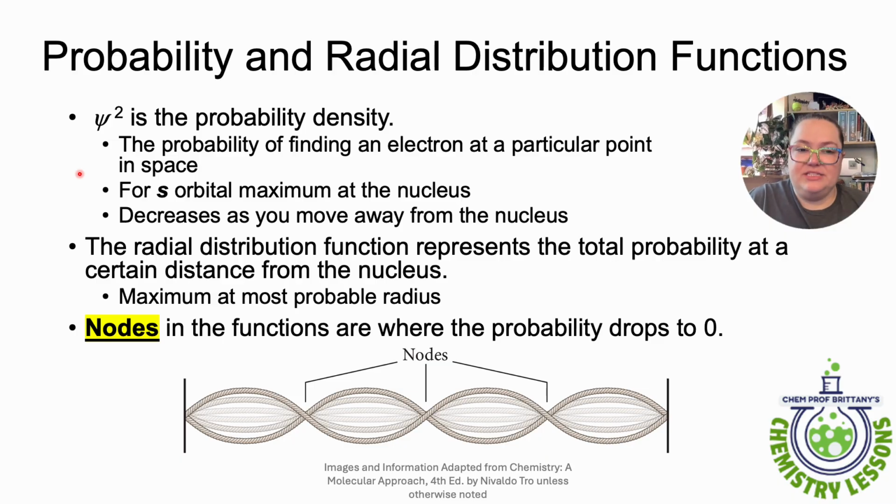So this distribution function, the radial distribution function, represents the total probability at a certain distance from the nucleus. And the maximum of that is at the most probable radius. And so you can see here nodes are the points where the probability drops to 0. We're not going to find stuff here, right?